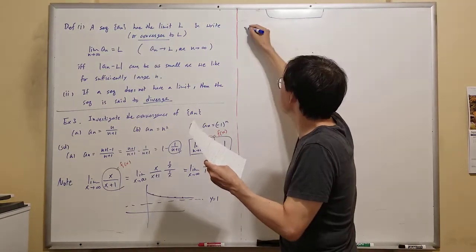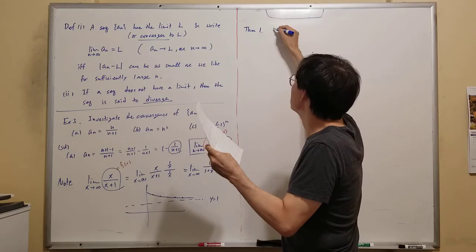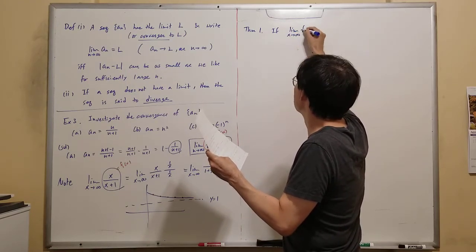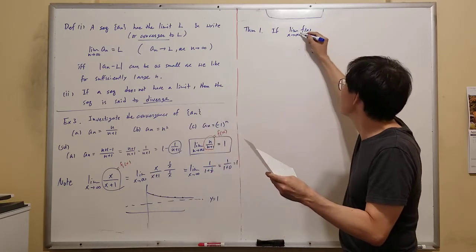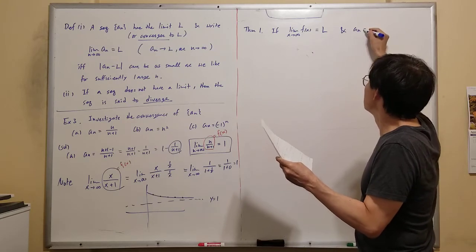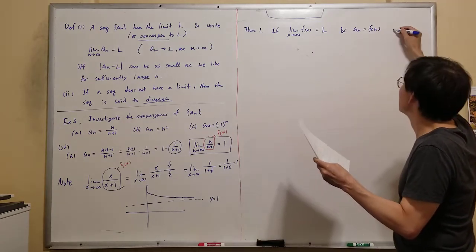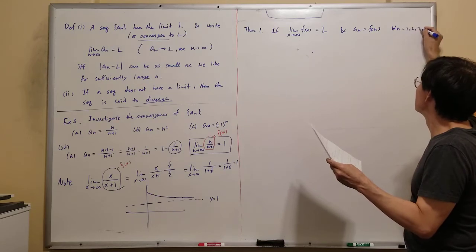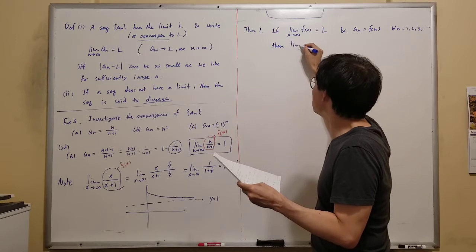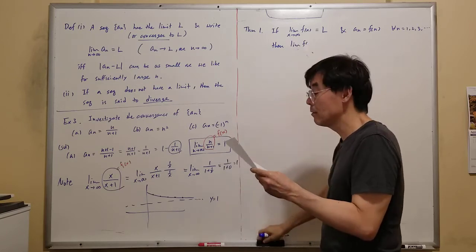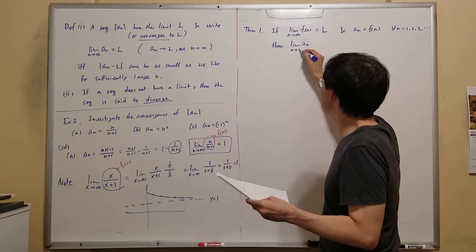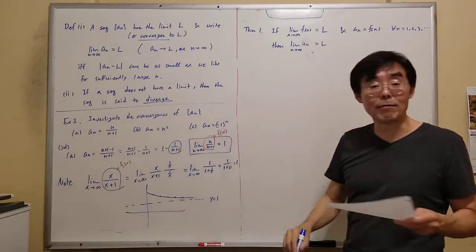So theorem 1. If the limit of f of x as x approaches infinity is L, and a_n equals f of n for all n = 1, 2, 3, forever, then the limit of f of n, a_n, is also L. If your mother function approaches L, your derived sequence definitely approaches the same value.